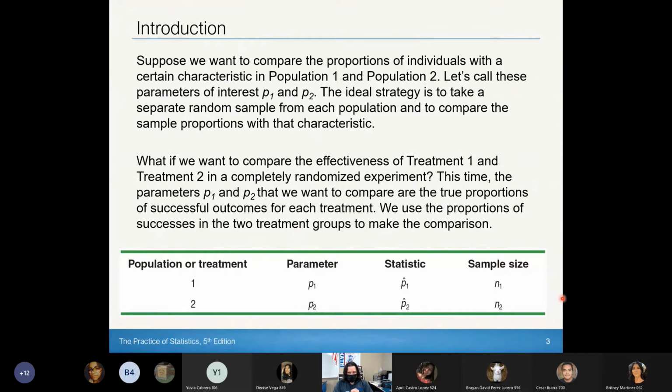Right. Does anyone need a moment to write any of this down? Raise your hand. All right.